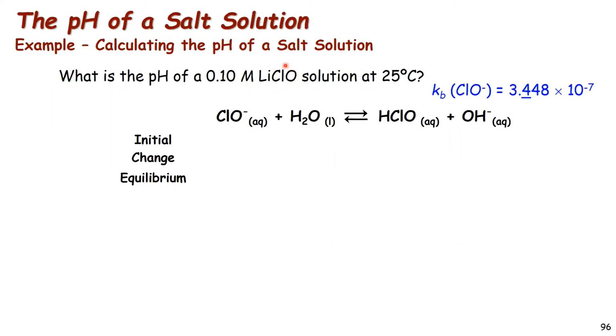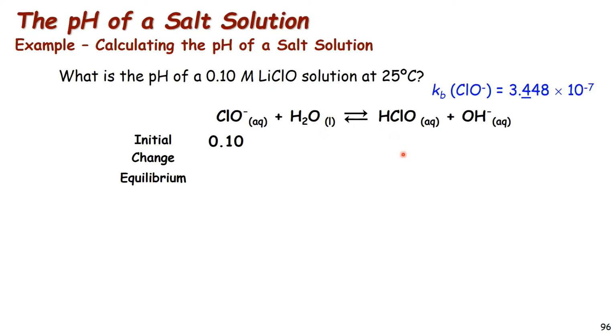Since this is a strong electrolyte, it dissociated into 1 lithium and 1 hypochlorite ion. So that means this solution is 0.1 molar in lithium and also 0.1 molar in hypochlorite. So therefore, this is going to be 0.1 molar. We'll ignore water. Again, pure liquid doesn't matter because it's not going to appear in the equilibrium constant expression.